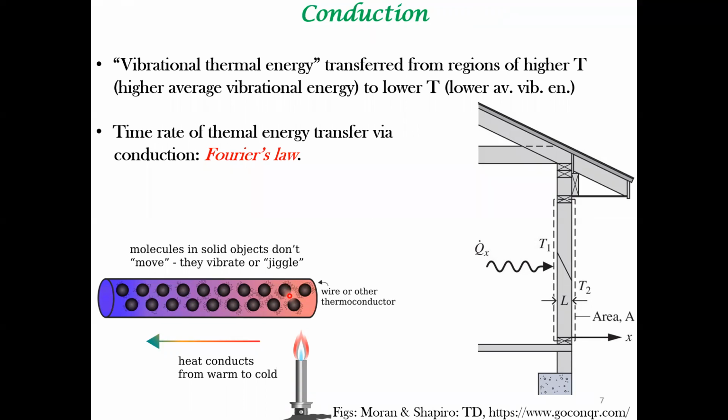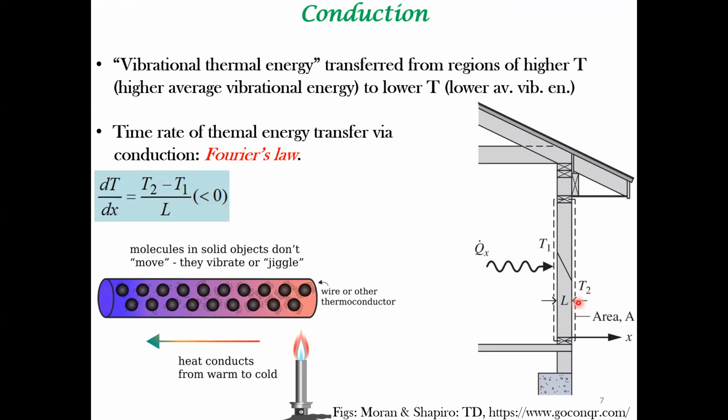There is a law which mathematically tells you about the time rate of thermal energy transfer, which is called Fourier's law. As I said, any thermal energy heat transfer is because of a temperature differential. In this case, the temperature differential is T2, which is less than T1. Therefore, T2 minus T1 will be a negative number, that is, less than 0.